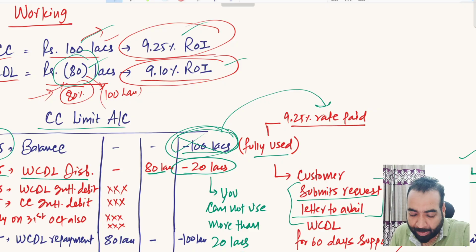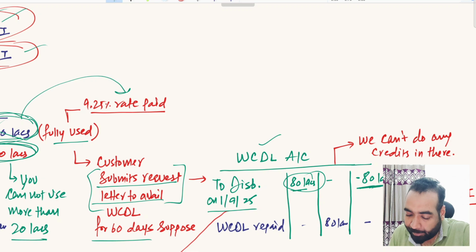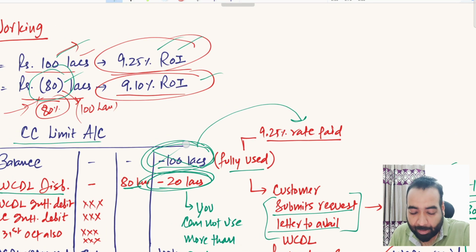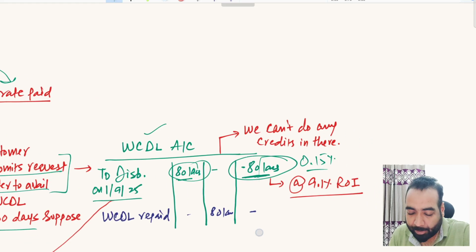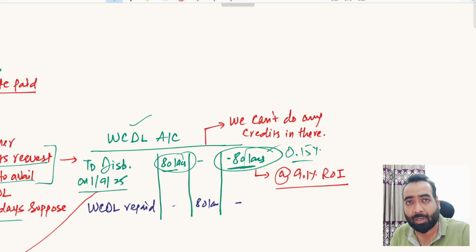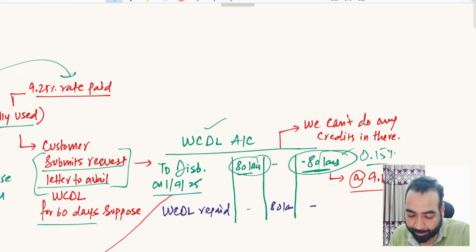So now you will pay 9.25% rate of interest on 20 lakh rupees and 9.1% rate of interest on 80 lakh rupees. Earlier you were paying 9.25% on the total 100 lakh rupees. So you are practically saving 0.15% on your 80 lakh rupees. That is the benefit of WCDL for you, right?